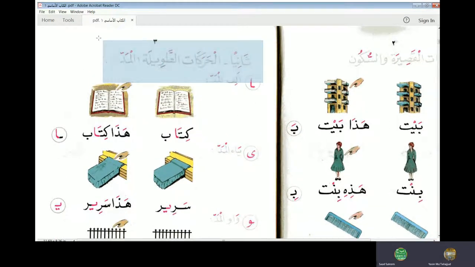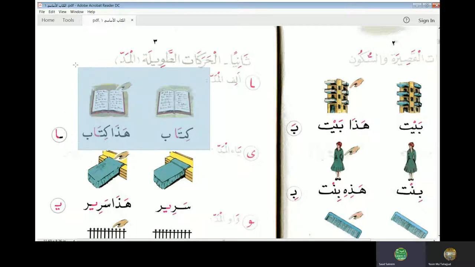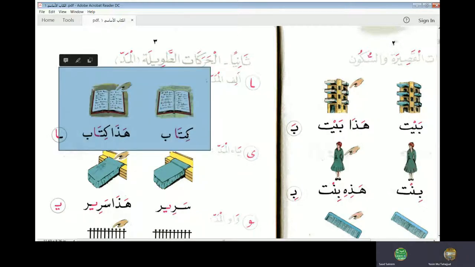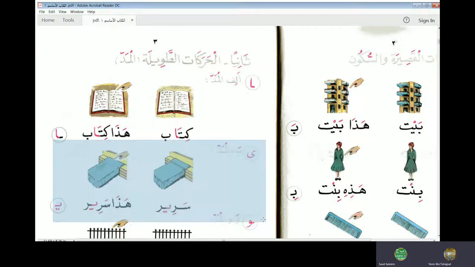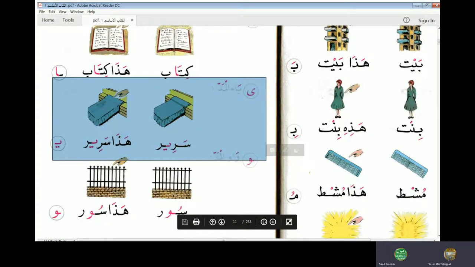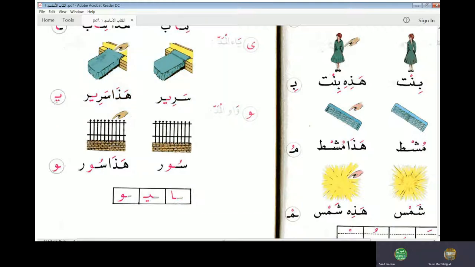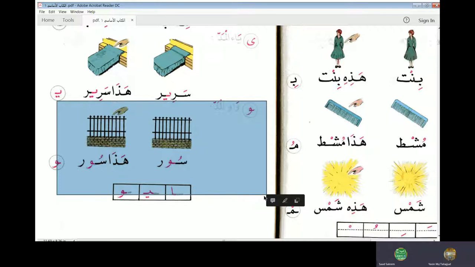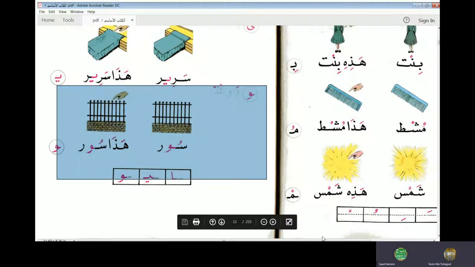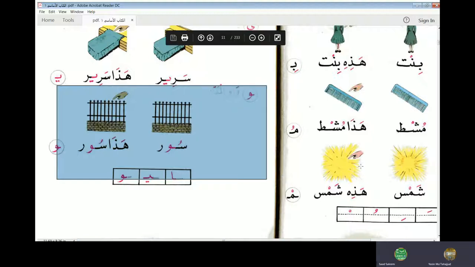Secondly, al-harakat al-tawila, long vowels, al-madd. So here we elongate the pronunciation. Kitab, hadha kitab, book, this is a book. Sarir, and hadha sarir, bed, and this is the bed. Sur, and hadha sur, fence, that's sur.